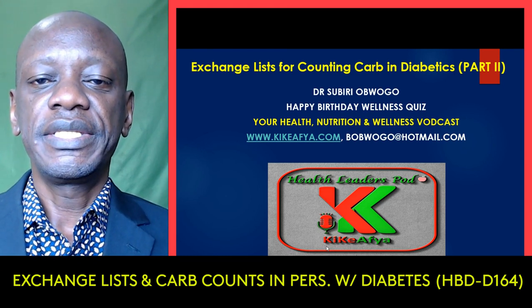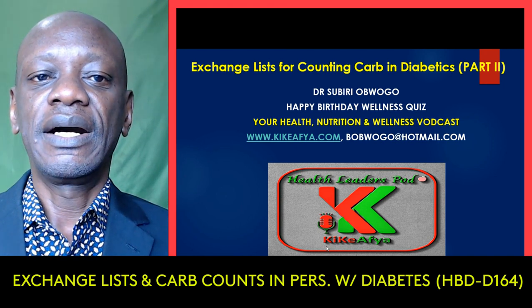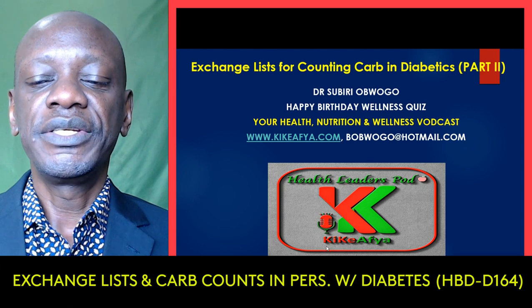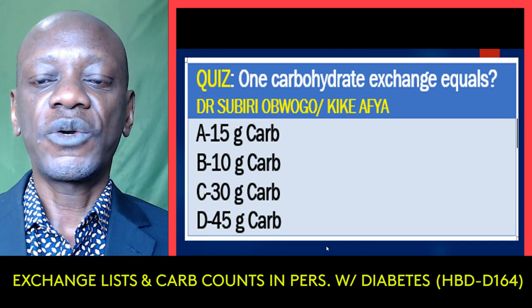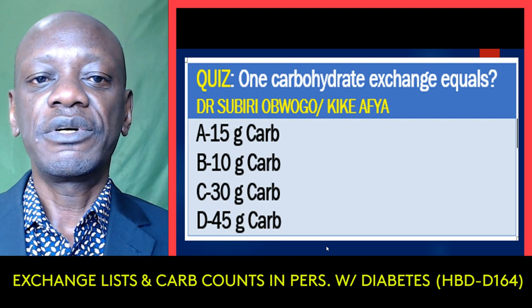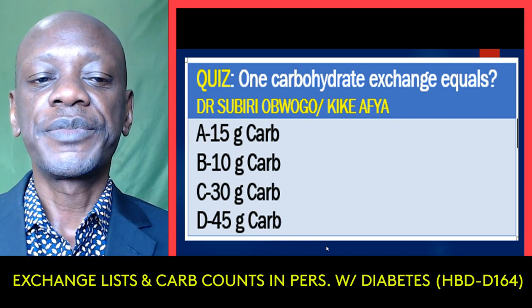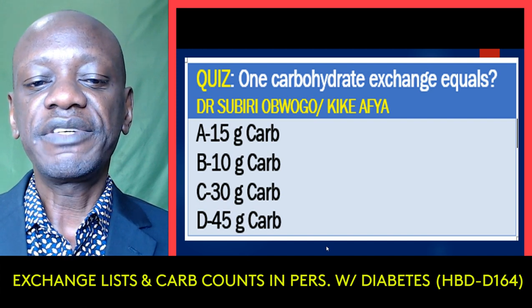In this episode, we're going to discuss how to use exchange lists for counting carbohydrates in a patient with diabetes. Now, this is something that if you're living with diabetes, you should be able to do yourself. So here is a quiz for which I will share the answer at the end. One carbohydrate exchange equals A, 15 grams of carb, B, 10 grams of carb, C, 30 grams of carb, or D, 45 grams of carb.